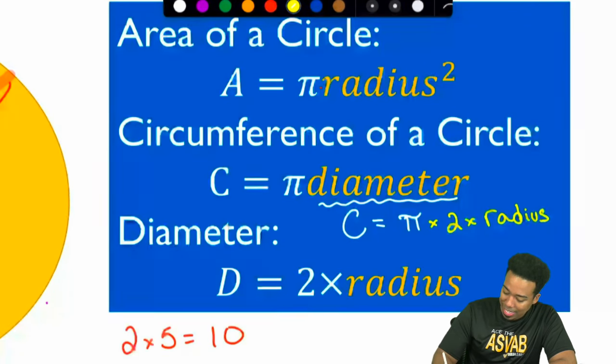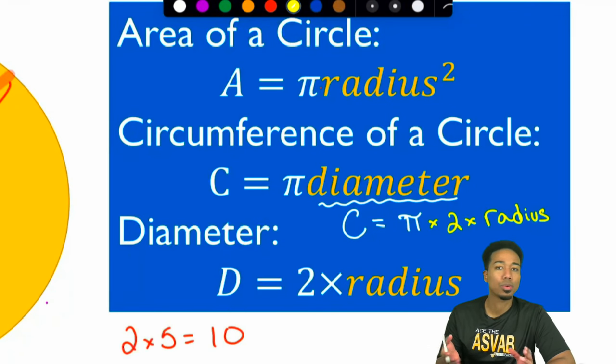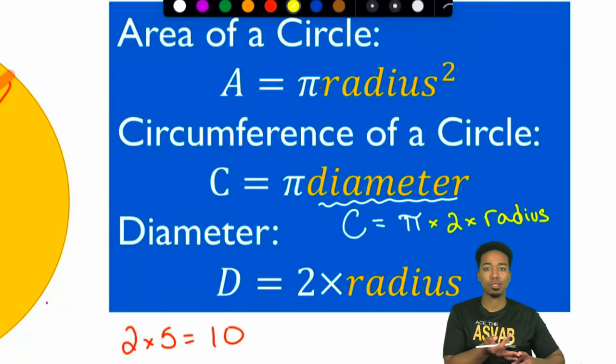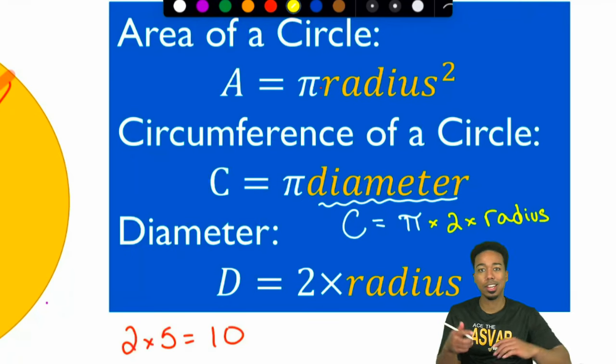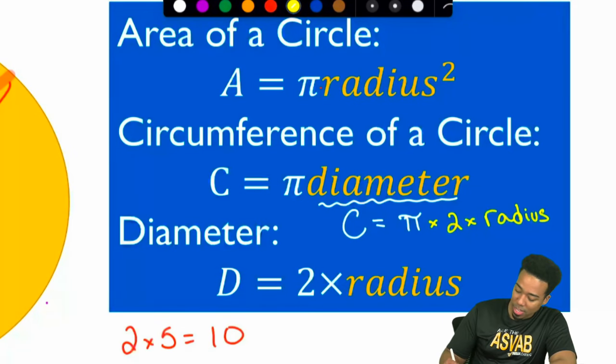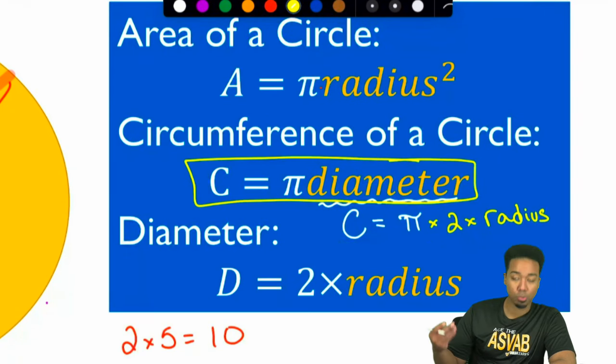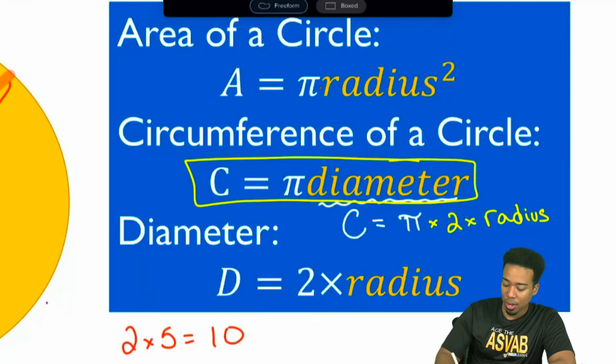So all I did here was say, hey, look, if I want to find the circumference, I can use the diameter or I can use the radius. It doesn't make a difference. We can have either one of these formulas. Circumference equals pi times diameter, or you can say circumference equals pi times 2 times radius. Another way that you may see it is going to be 2 pi r.